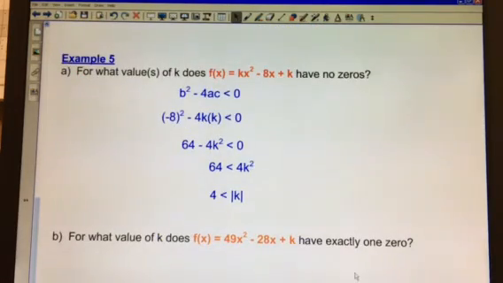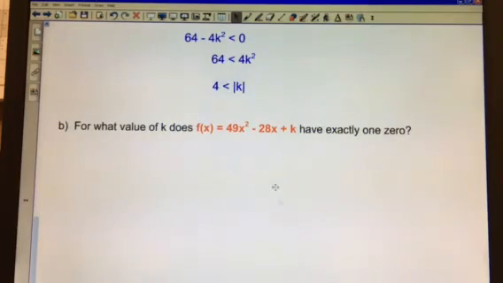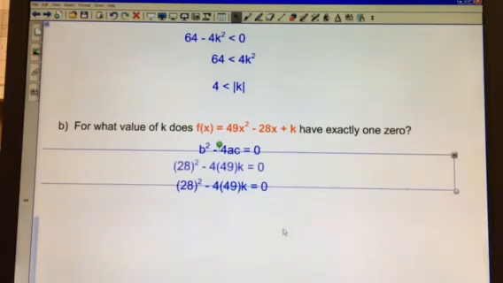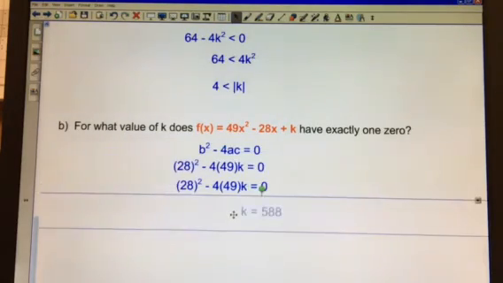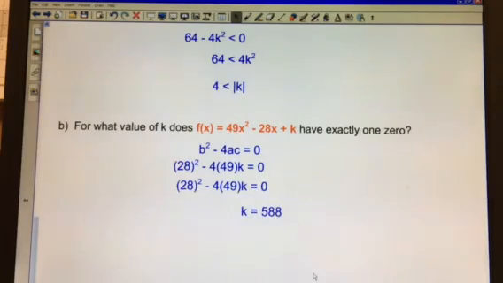A similar example, this time we are looking for exactly 1 zero. So the discriminant will be 0. You follow the exact same steps and solve for k. So this is 3.6, using the discriminant to find out how many zeros you'll have.